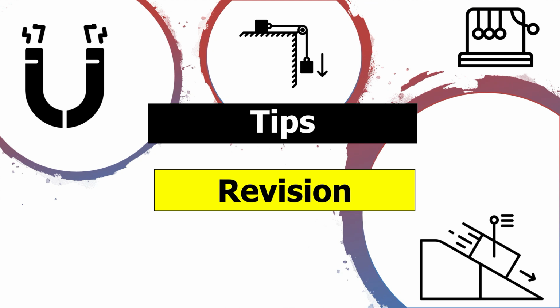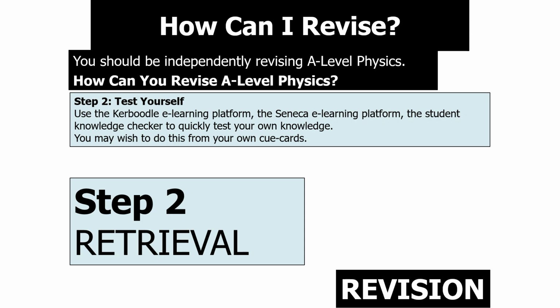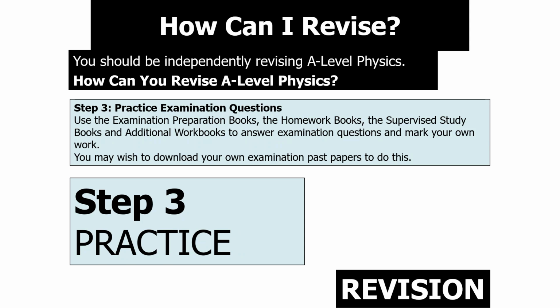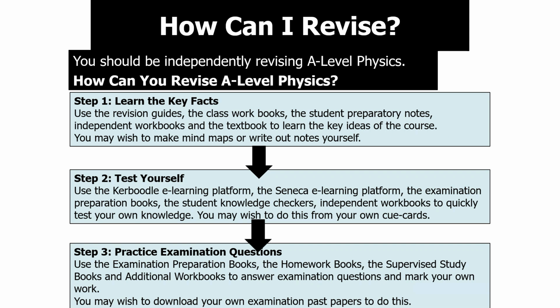So how should you be revising for AQA A-Level Physics? Well, the first step is to learn the key facts. Use revision guides, class workbooks, student prep notes and the textbook to learn the key ideas of the course. Secondly, test yourself. Use things like Caboodle, Seneca, the Student Knowledge Checker to quickly test your own knowledge. Finally, practice exam style questions. Use exam prep books, homework books, supervised study books, additional workbooks to answer examination questions and mark your own work. So the three steps of learning the key facts, testing yourself and practicing exam style questions are how you should be revising for A-Level Physics.